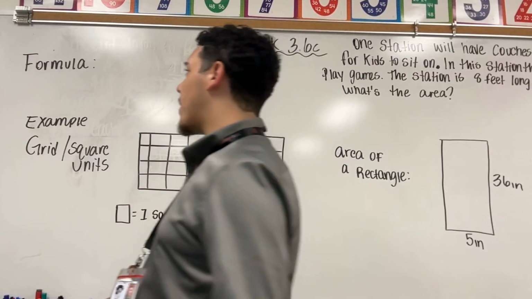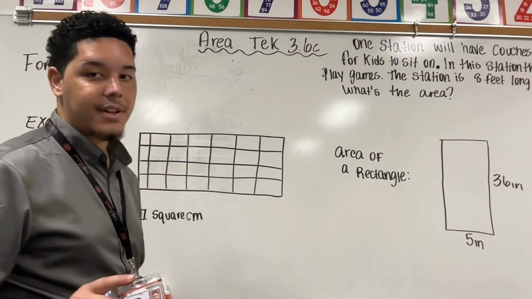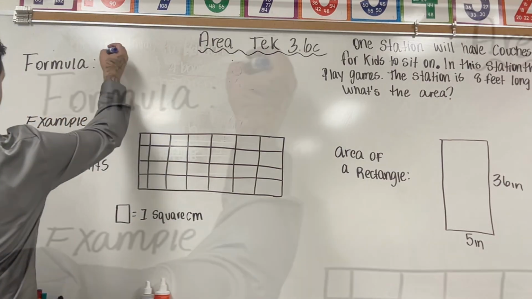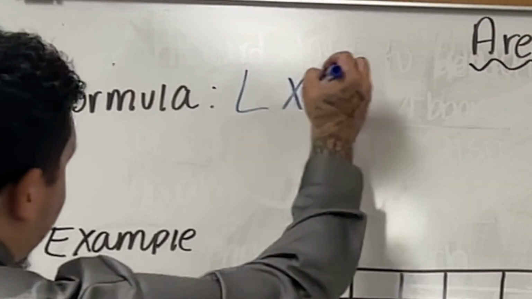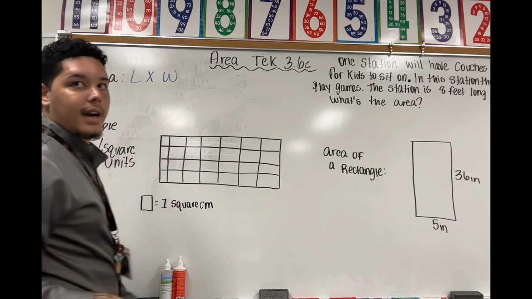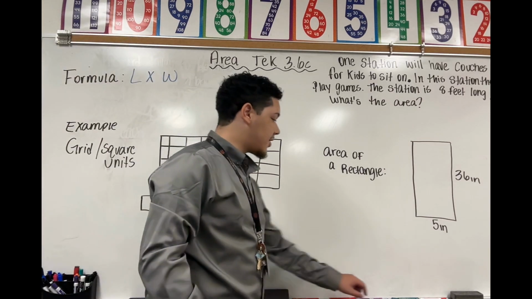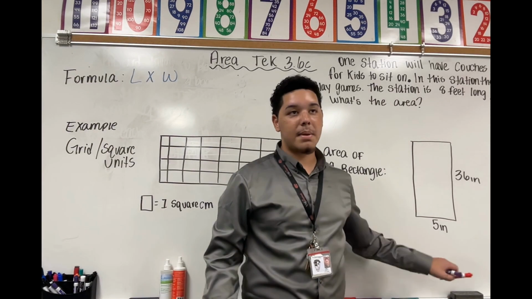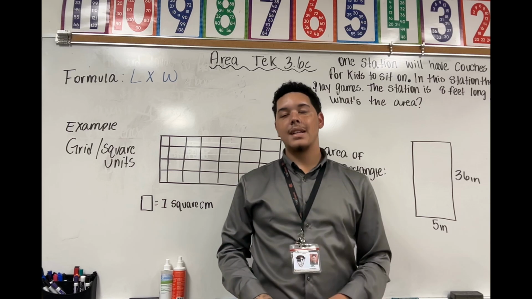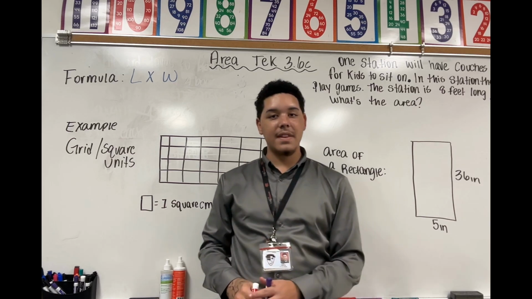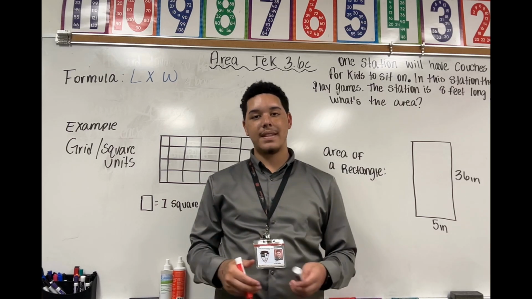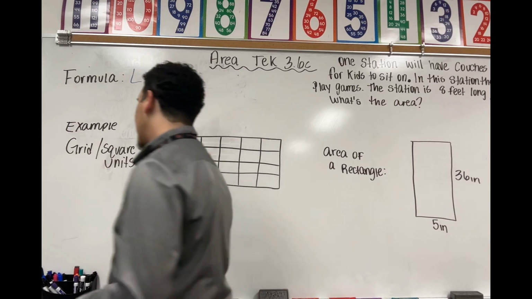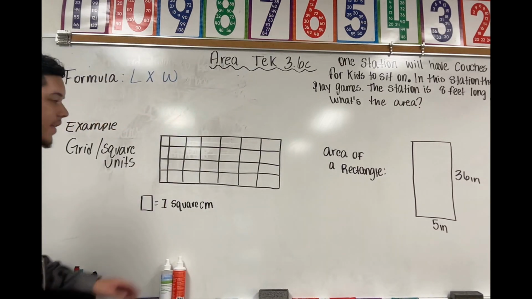So when you see the word area, you automatically want to associate it with the formula, which is length times width. All right, so length times width here. That's our formula that we're going to be dealing with today. So you're going to be multiplying the length of a shape times the width of a shape. Remember, length is how long something is and width is how wide something is. All right, so let's take a look at this example here with a grid.